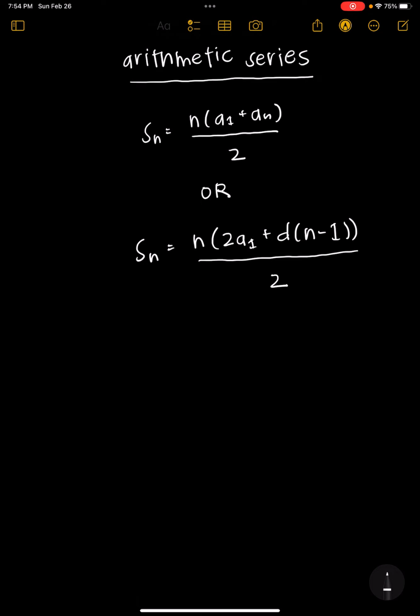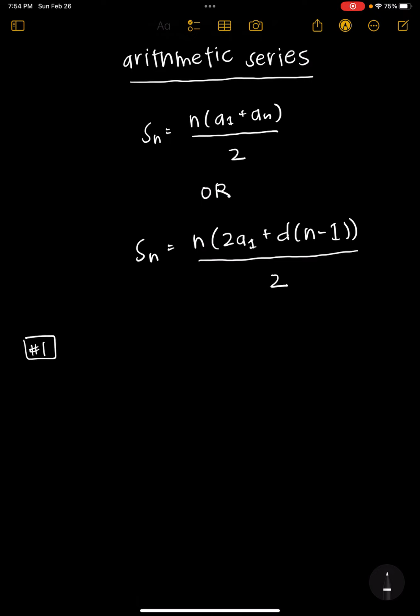Or you can use the second equation, which is S sub n is equal to n times 2 times a1 plus d times n minus 1, all divided by 2. Once again, n is the number of terms you have, a1 is your first term, d is the common difference that we talked about in the last video, so that's what you're adding or subtracting every time. And so we can use either of these formulas. Both of them will work. And it just depends on what you're given in the question to decide which one we use. So let's start with the first example.